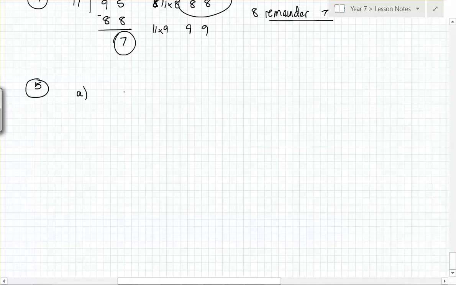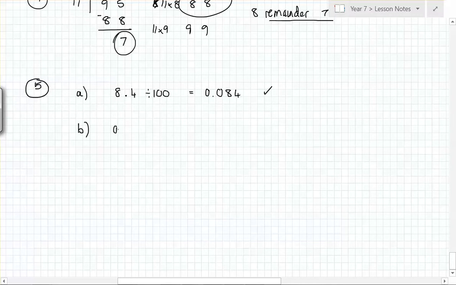5a. We've got 8.4 divided by 100. Now, this one, we don't really need any working because when we divide by 100, we know we move the numbers 2 places to the right. So we have 0.084. Okay? So that's 1 mark, because it's easy.